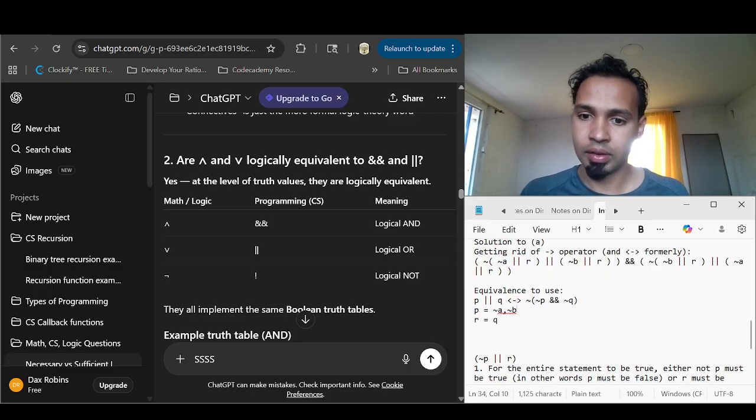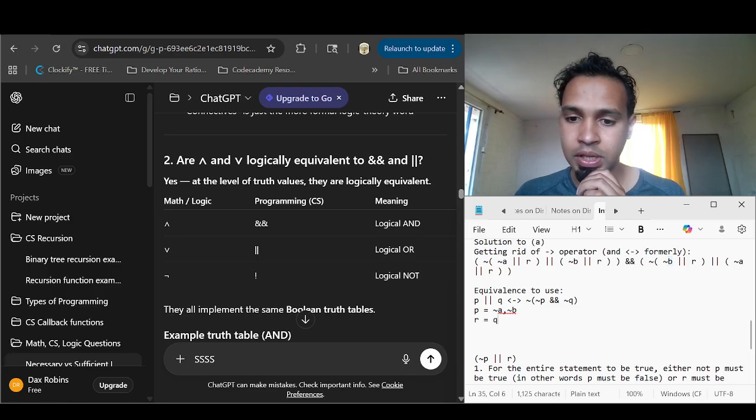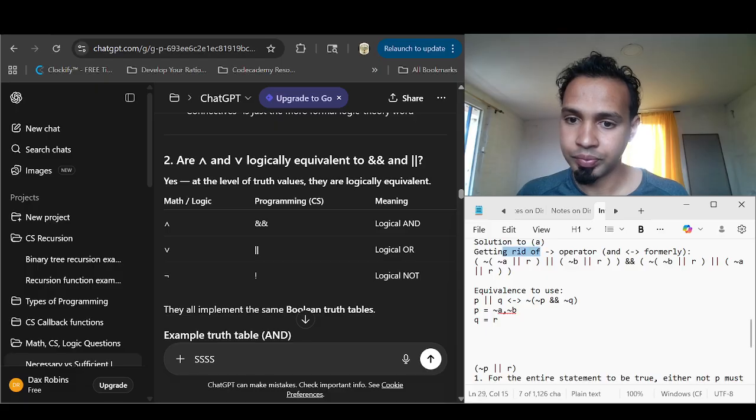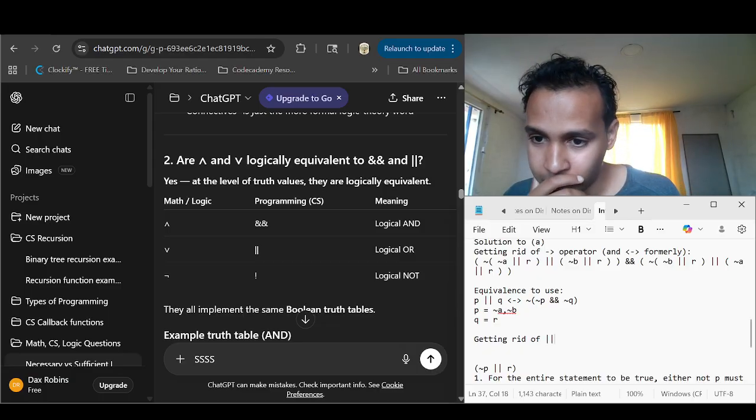Not A, because look, you can look at this statement here. There's a not A, there's a not B, not B, not A. They're going to equal P, and then Q is still going to be R. And so let's update it. Getting rid of and, basically. And we have a lot of ands to get rid of, frankly.